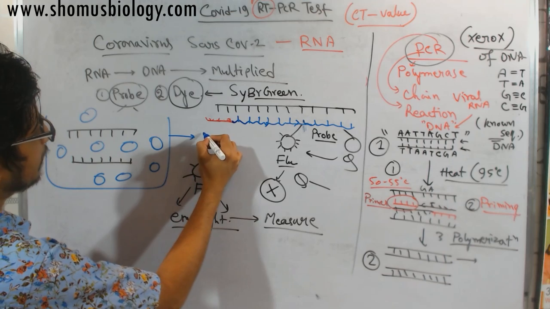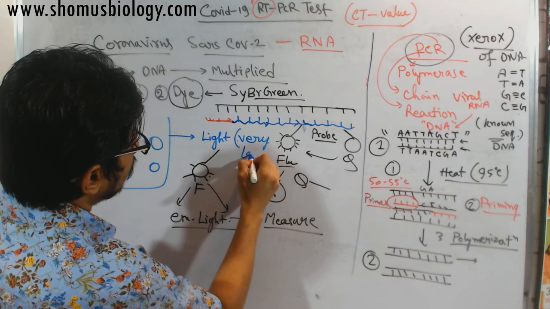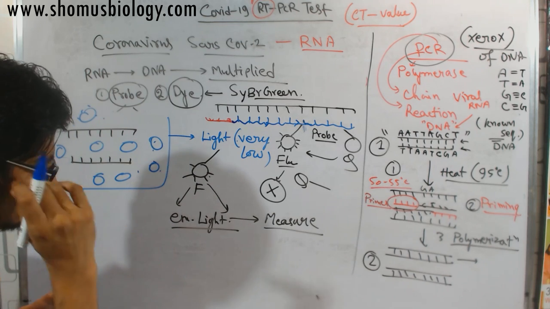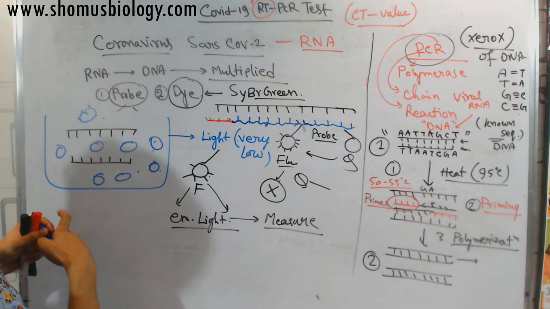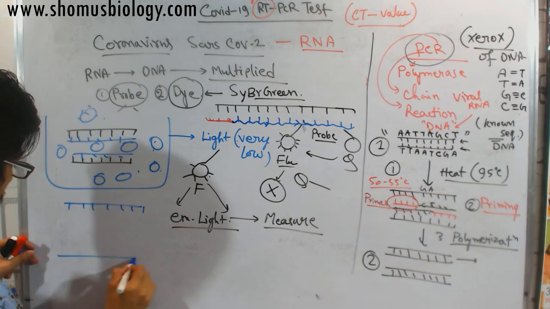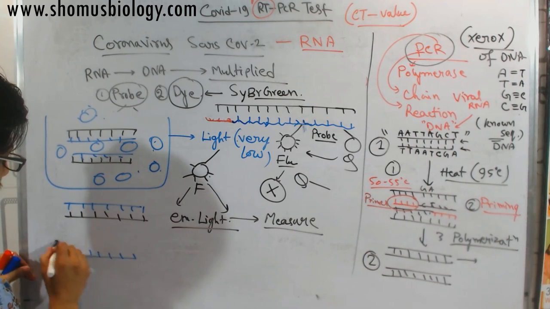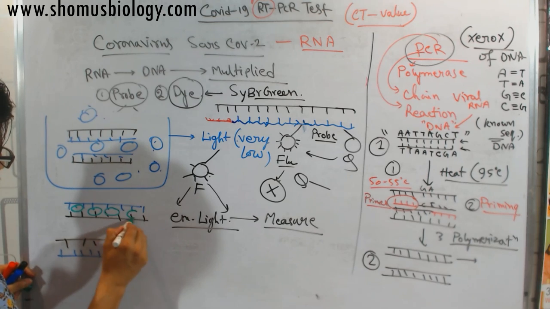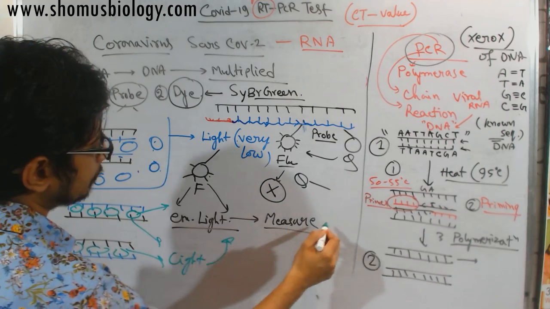So from this sample we get light, we get intensity, but very low, because only the dye which is present in the liquid, in the suspension, gives us a little amount, not much. But whenever the separated strands and new strands are being synthesized, a new strand is added, then what will happen? Let me draw here. New strands added, double stranded DNA created, then this dye binds to it and gives us lots of light intensity which can be measured.